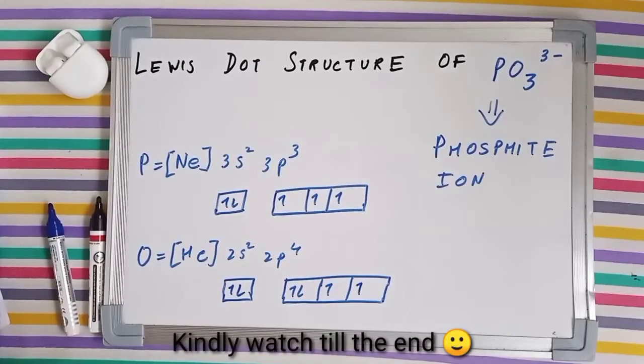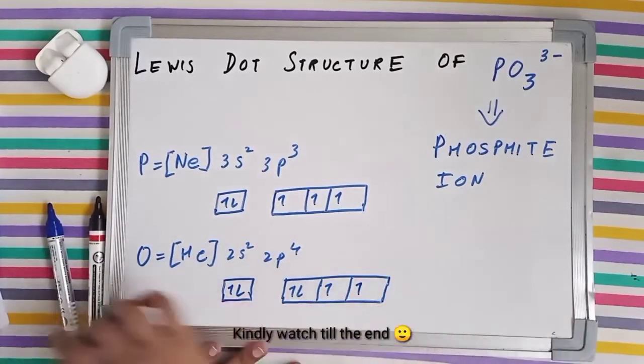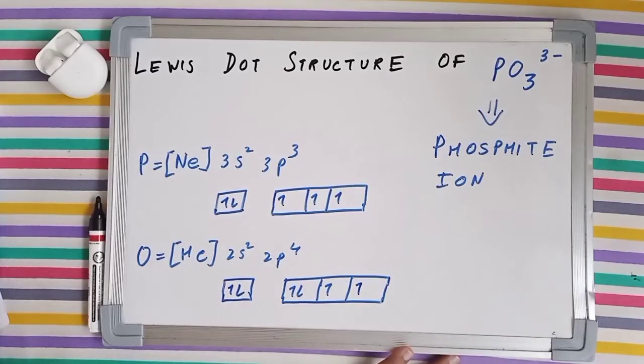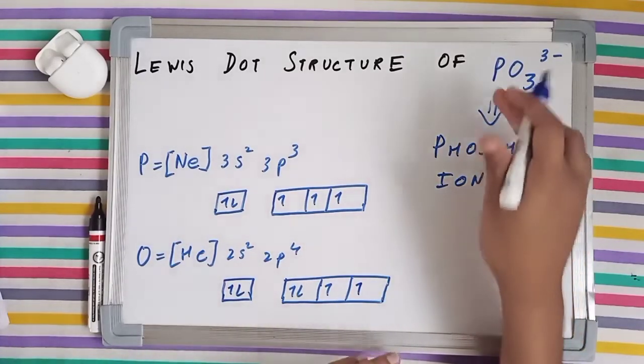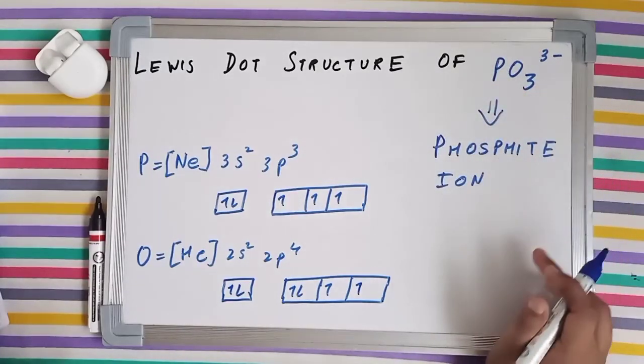Namaste everyone. Today we are going to draw the Lewis dot structure of PO3 3-, which is the phosphite ion. Now, in order to draw the Lewis dot structure, we need to find out the number of valence electrons and how many bonds each atom is going to make in this particular molecule. So the molecule has phosphorus as well as oxygen atoms.